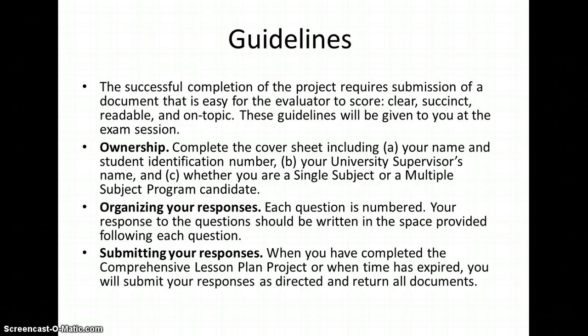Organizing your responses. Each question is numbered. Your response to the question should be written in the space provided following each question. Submitting your responses. When you have completed the comprehensive lesson plan project or when time has expired, you will submit your responses as directed and return all documents. And there will be proctors there at the exam, so they will help you through the process.